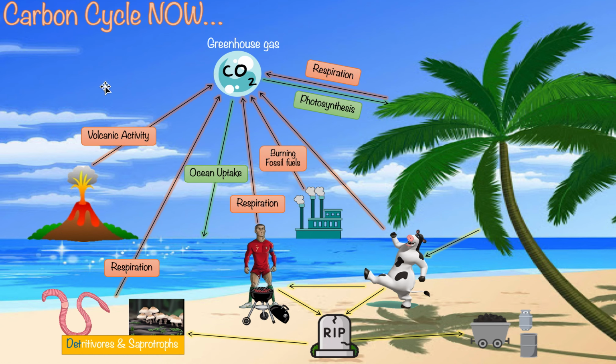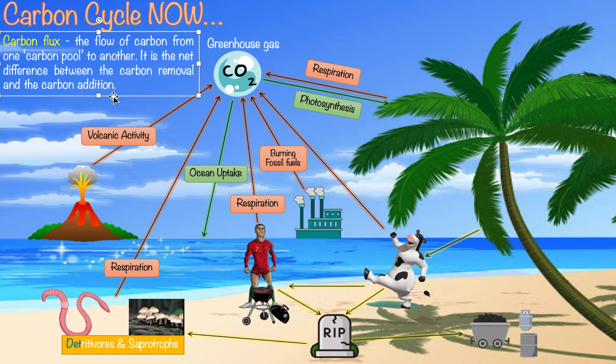Okay, now real quick, one key phrase we need to nail down here is carbon flux. Notice how we have a lot of carbon sources, right? We have the ocean, we have the atmosphere. We have all these carbon sources where carbon can go and stay and move from, right? Now, carbon flux, let me read this definition for you. This is the flow of carbon from one carbon pool. Again, a carbon pool is, for example, the ocean, the atmosphere, trees, whatever.